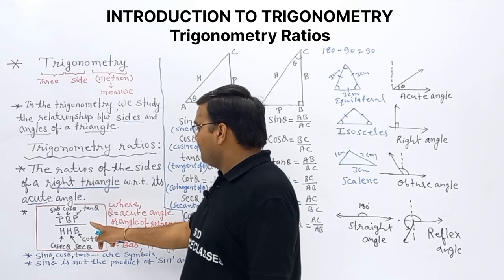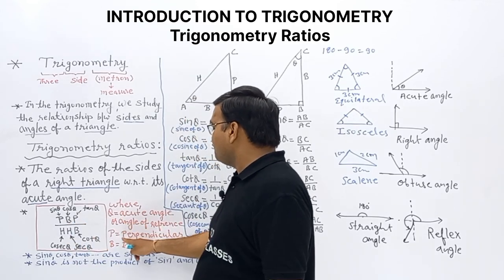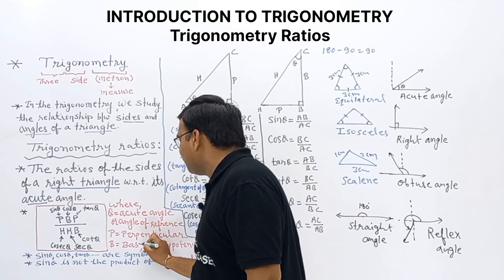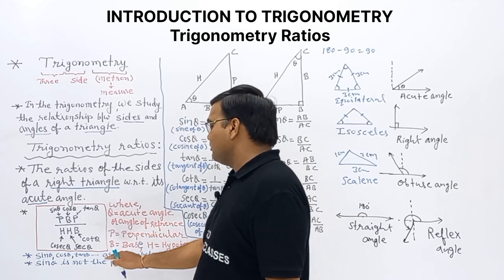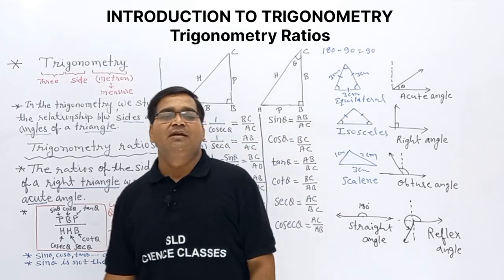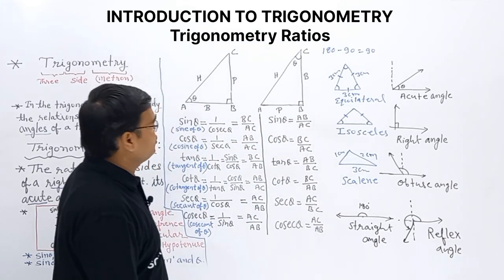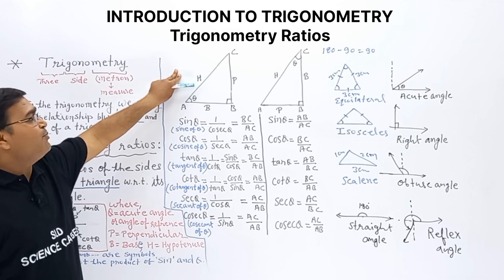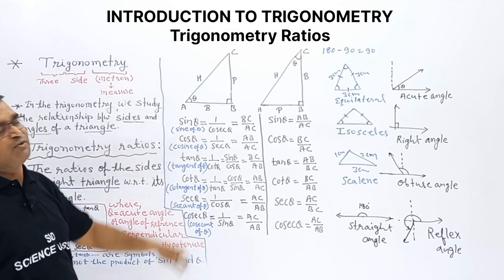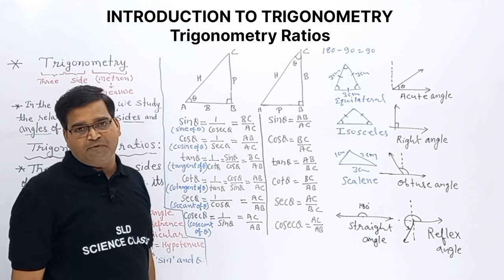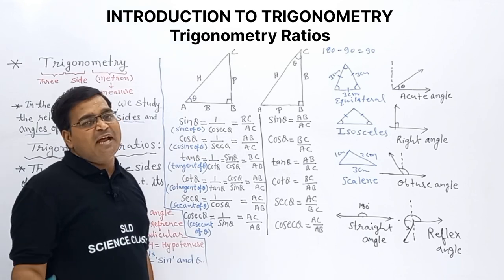Where P is what? Perpendicular. And B is what? Base, B-A-S-E. And H is what? Hypotenuse. So already we discussed how we will find the base, perpendicular, and hypotenuse. Normally the hypotenuse is the biggest side of all three sides of a right triangle.